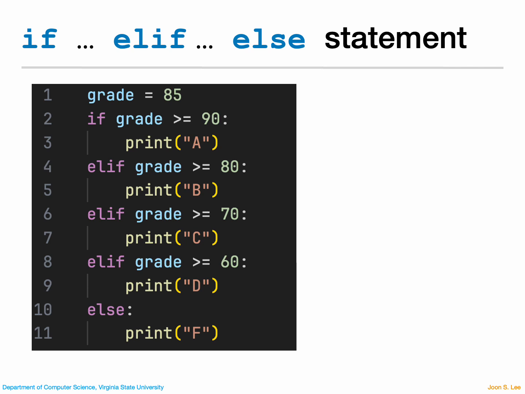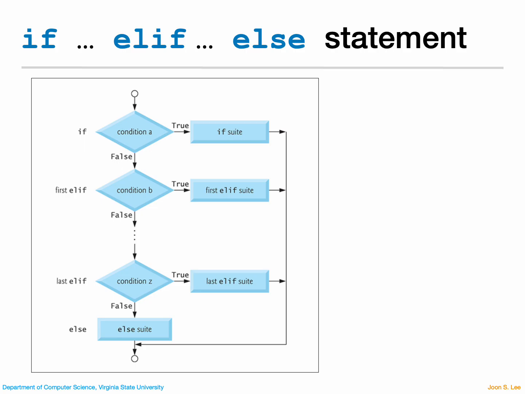This flowchart shows how an if-elif-else statement works behind the scenes. The program starts at the top and checks the first condition. If that condition is true, it runs the code inside the if block and then exits the chain. If the first condition is false, the program moves on to the next test, the elif. If that condition is true, it runs the corresponding block. If it's false, it continues checking the next elif, and so on.